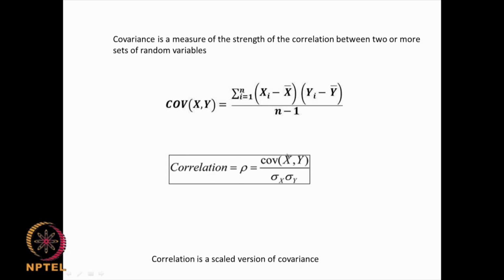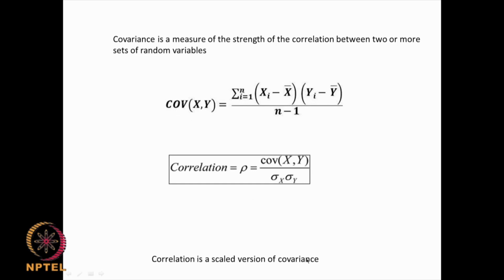Now, the correlation coefficient, sometimes called Pearson's correlation coefficient, is nothing but covariance of xy divided by sigma x sigma y. Sigma x is the standard deviation for x and sigma y is the standard deviation for y. That means sigma x squared is the variance for x, and sigma y squared is the variance for y. So they are both related.